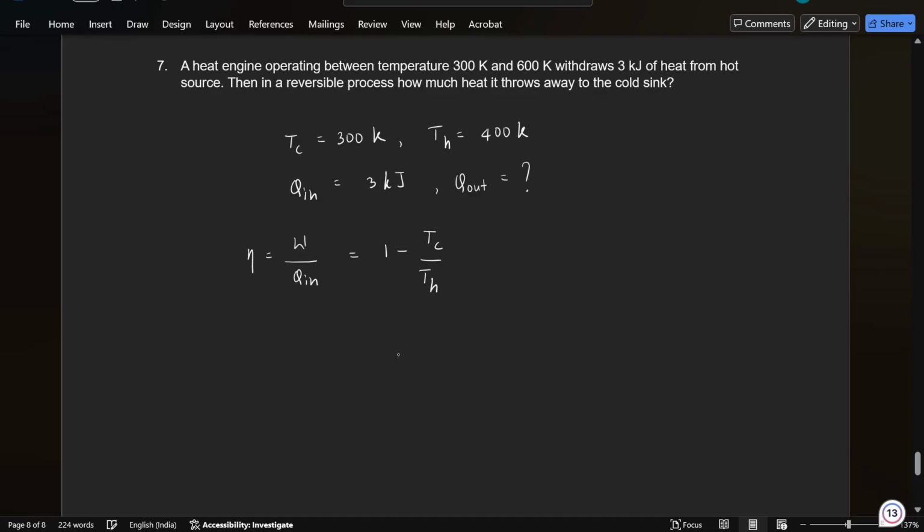So we do not know W. So let's keep W like this. Q in we know, which is 3 kilojoules. And then 1 minus TC by TH is how much? 300, and this is 400. So basically, we'll take out the zeros. So W by 3 kilojoules is equal to 1 minus 3 by 4, which is 1 by 4. All right. So which implies W is basically 3 by 4 kilojoules.